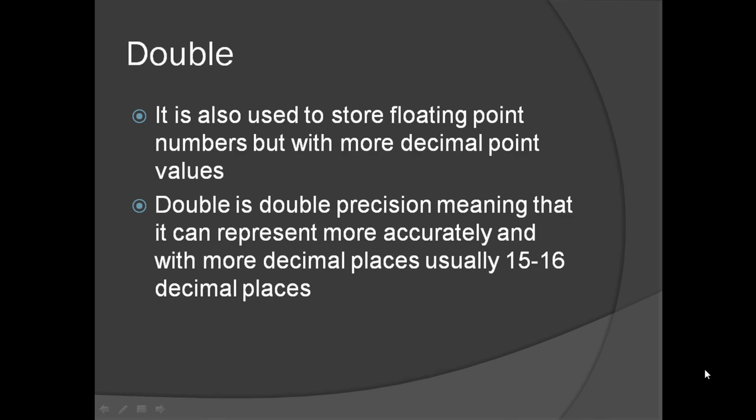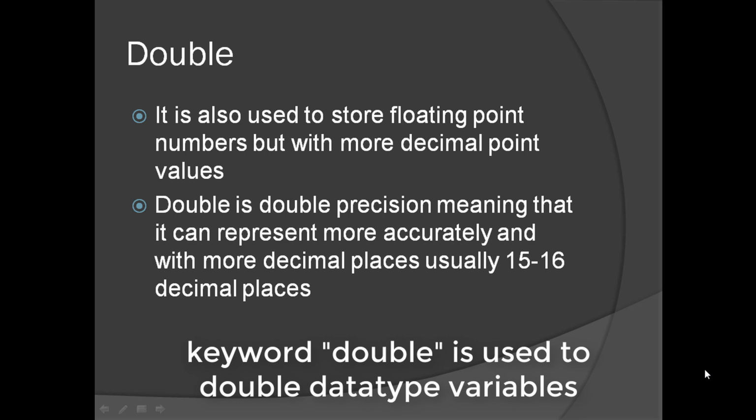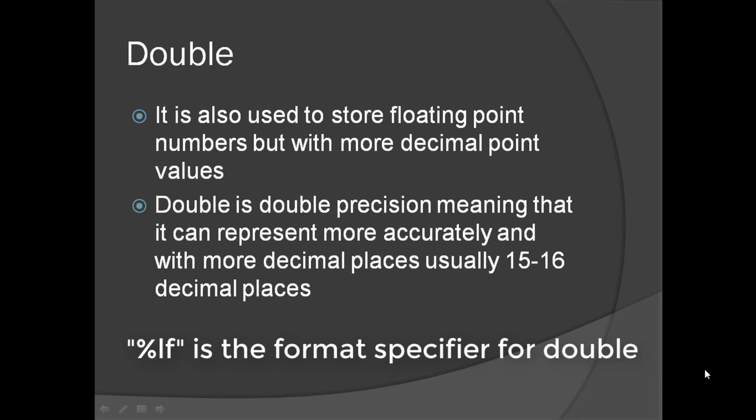The next data type is double. Double is a data type in C language. It is also used to store floating point numbers but with more decimal point values, because the range is doubled here when compared to float. Double can store a wide range of values when compared to float. Double is a double precision type, meaning it can represent values more accurately with more decimal places, usually 15 to 16 decimal places after the decimal point.